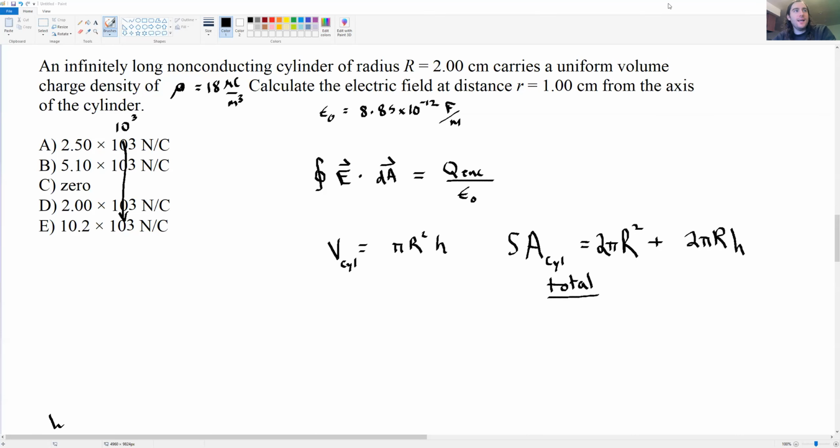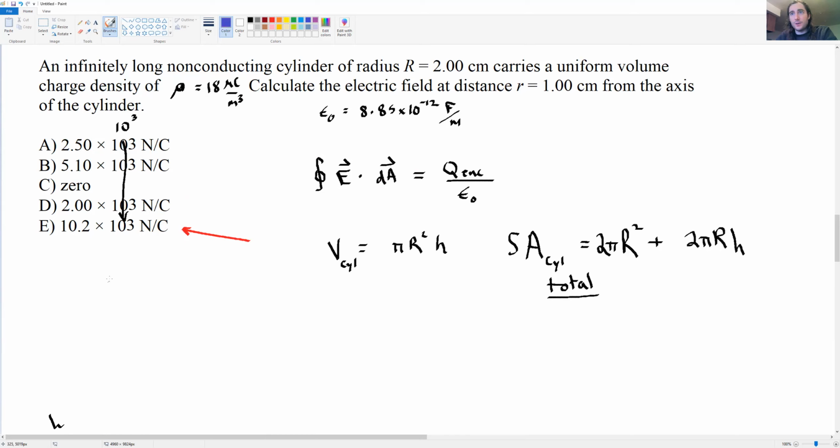Okay, so we're back, and we have a unanimous answer, and that is answer E here. So let's quickly go through the question here. An infinitely long non-conducting cylinder of radius 2 centimeters carries a uniform volume charge density of 18 microcoulombs per meter cubed. Calculate the electric field at distance r equals 1 centimeter from the axis of the cylinder.